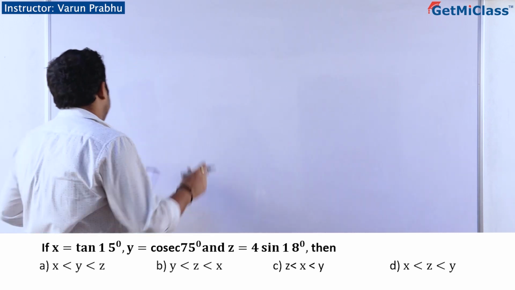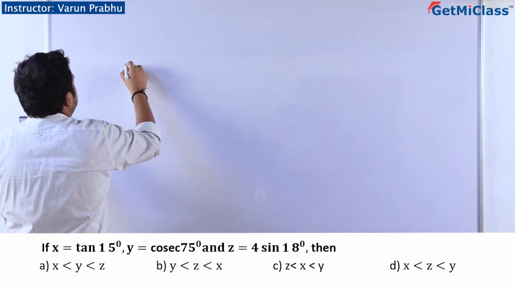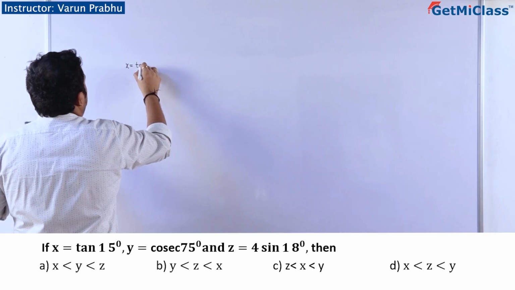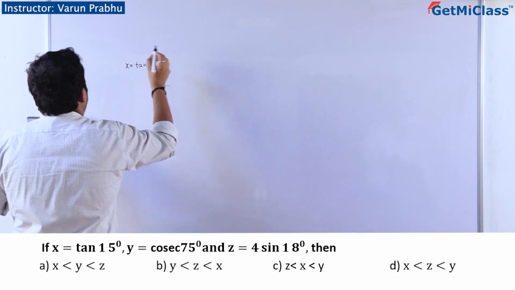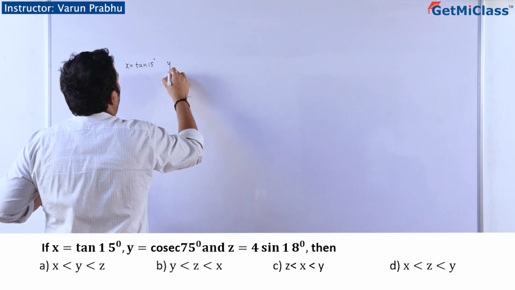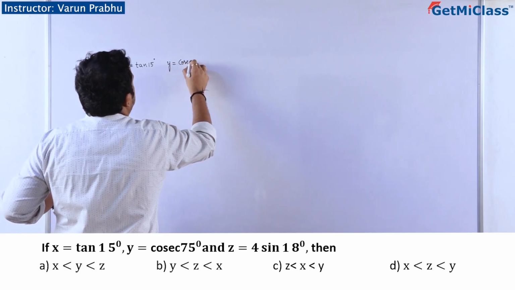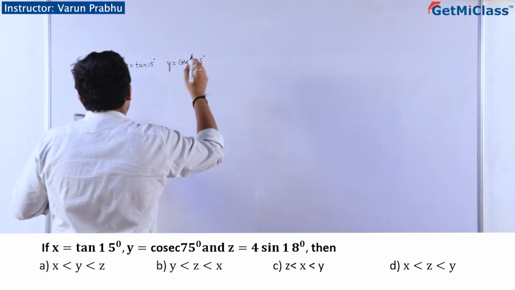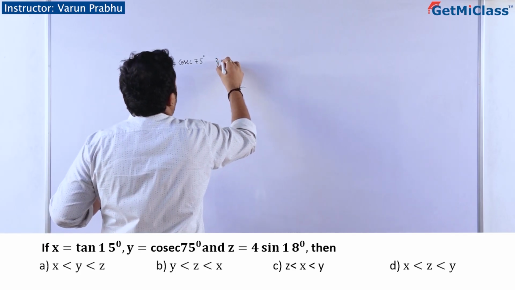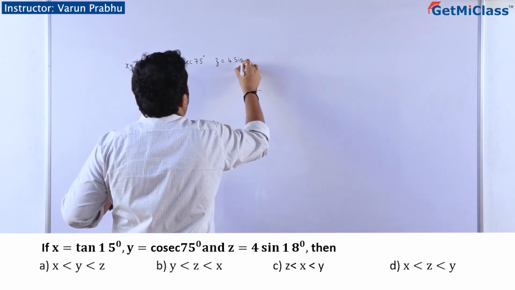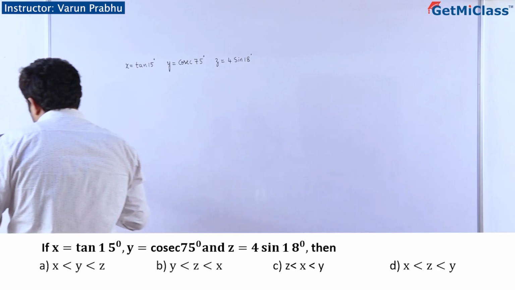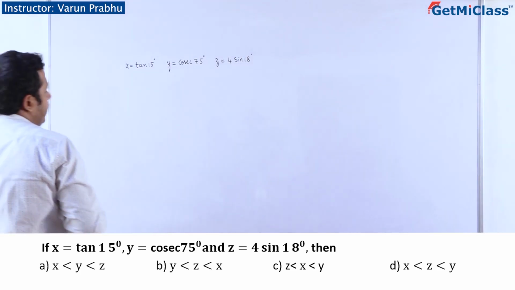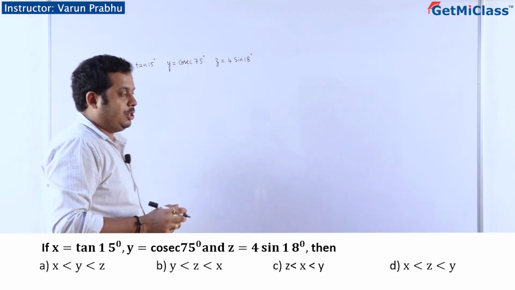If you look at this question, X is given in the problem as tan of 15 degree. Y is given in the problem as cosecant of 75 degree. And Z is given in the problem as 4 times sine of 18 degree. Okay. Now, what is the relation between X, Y, Z? Which is greater, which is smaller is the question asked.